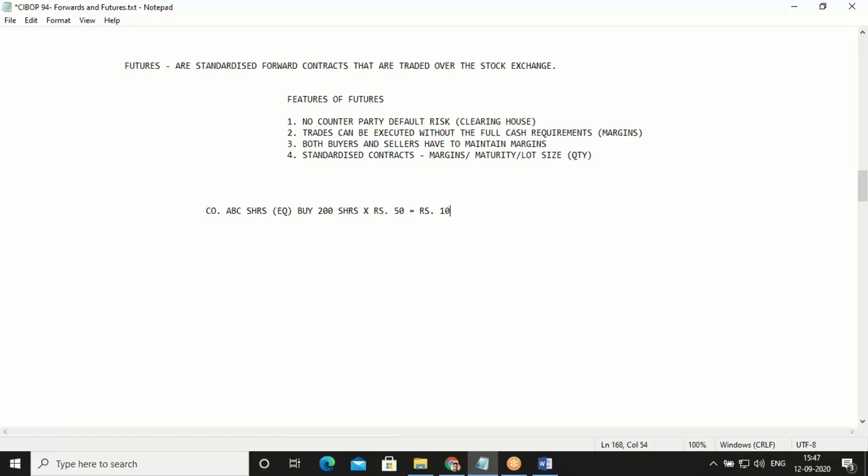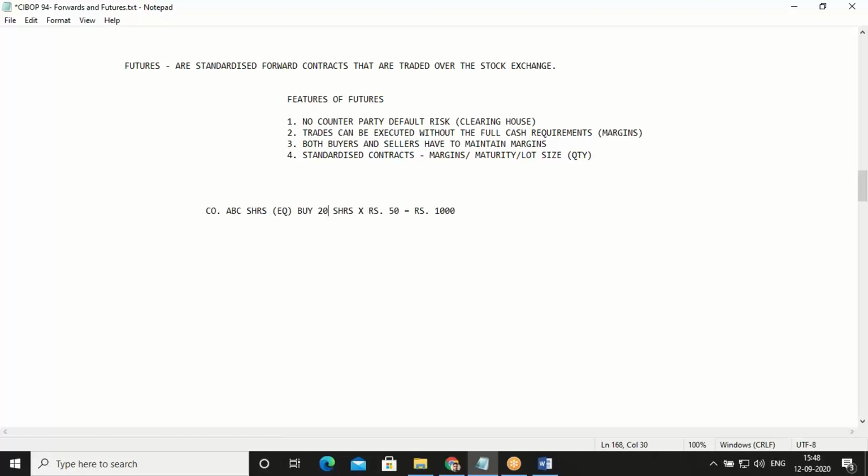Rupees 10,000. So when you trade in the equity market, you need to have the money in your broker account. Now, if you have only, let's say, 1,000 rupees, you can only buy 1,000 rupees worth. So this is the idea with the equity market.